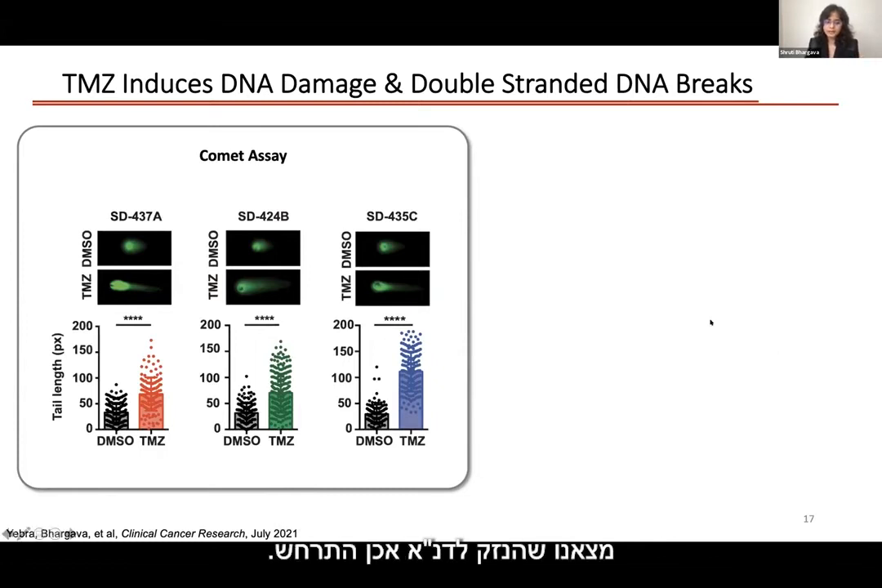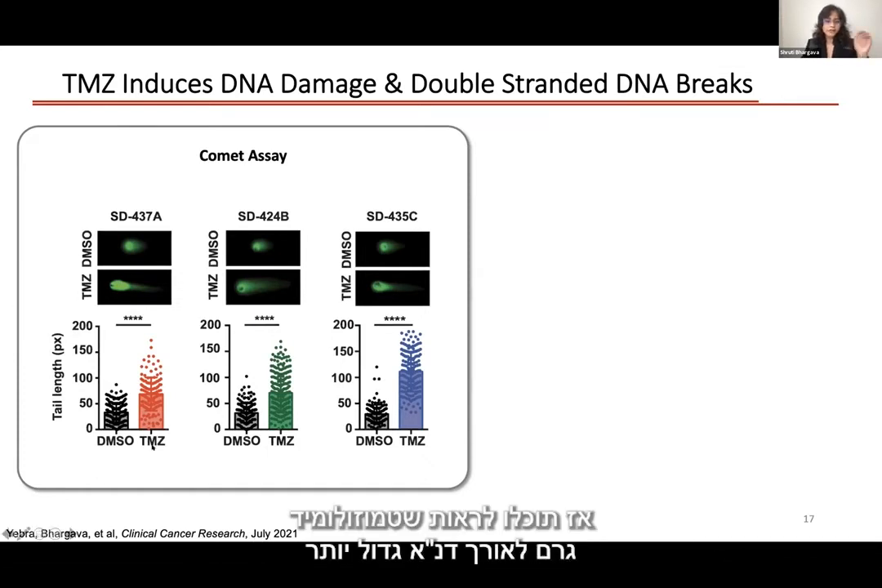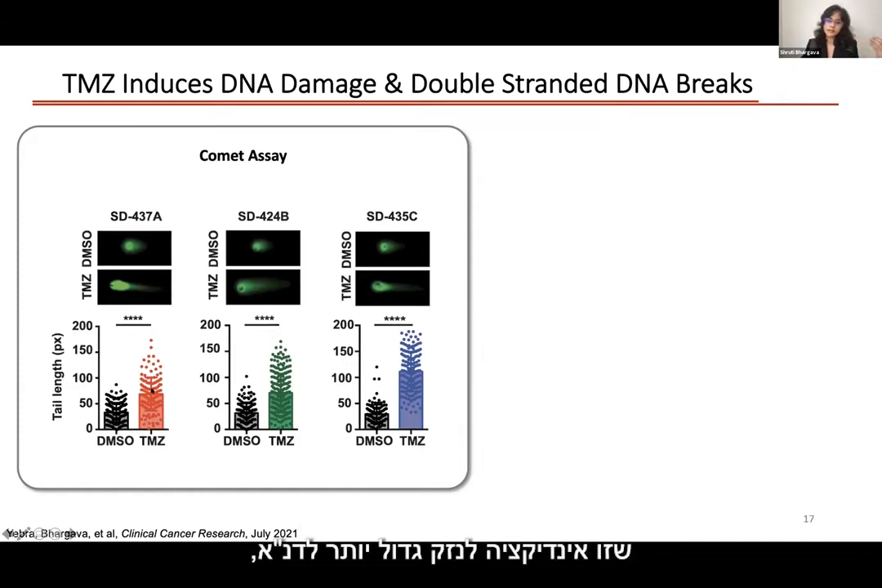We did find that the DNA damage was happening, and we performed a comet assay wherein the tail length of the comet is indicative of DNA damage. The longer the tail length, the more the DNA damage. So if you see, temozolomide caused an increase in tail length, which is indicative of higher DNA damage when the cells are treated with temozolomide.